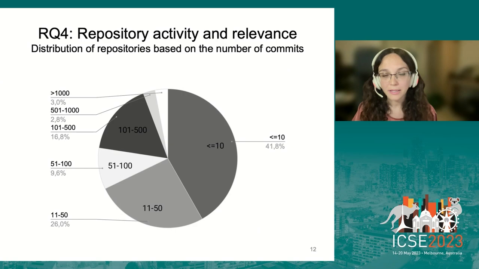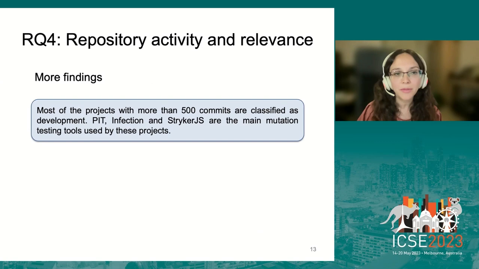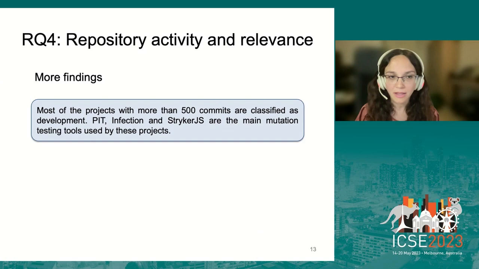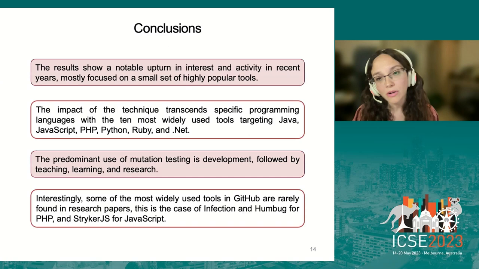Among other findings, we would like to mention that most of the projects with more than 500 commits are classified as development. PIT, Infection, and StrikerJS are the main mutation testing tools used by these projects. Our results open new promising research directions and provide a novel perspective on the use of mutation testing in the wild, and show the potential of repository mining studies to close the gap between research and practice.